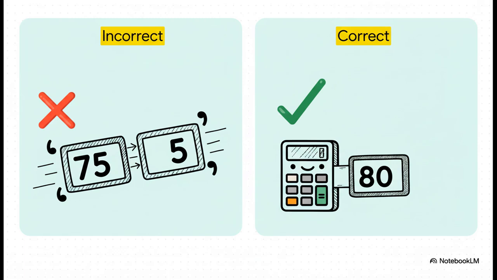Just look at this. If your numbers 75 and 5 are stored as text, adding them together just sticks them next to each other, and you get 75.5, which is obviously wrong. But when they're stored as actual numbers, you get the correct answer, 80. This little detail can break your entire analysis, so it's a step you can never, ever skip.